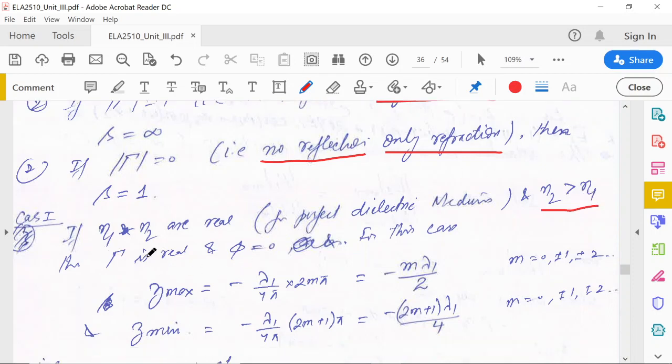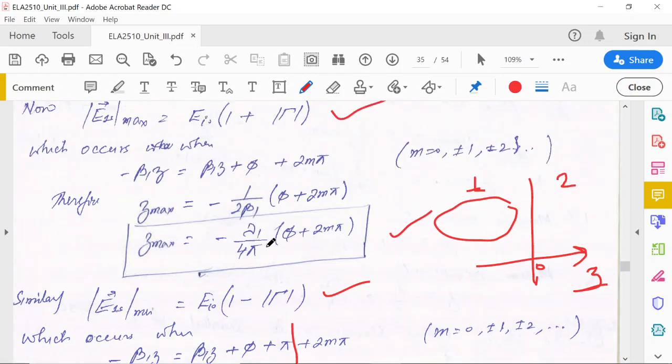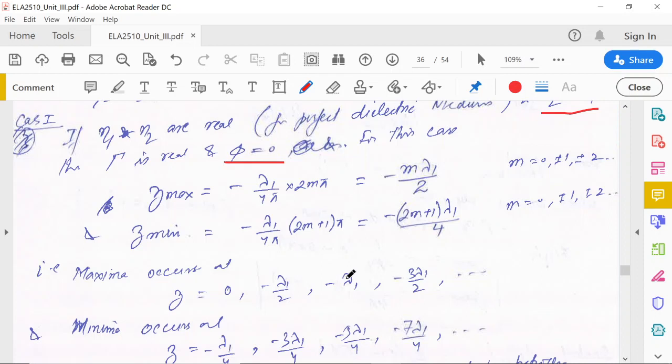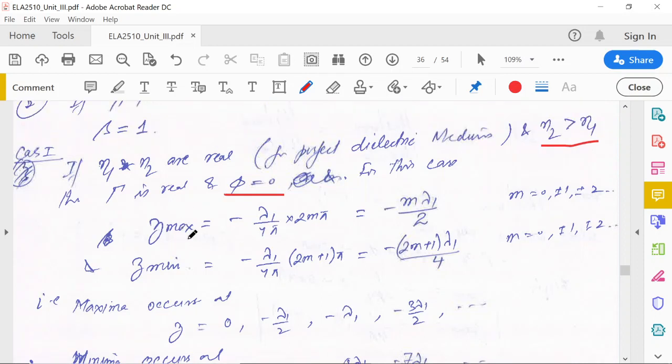Now gamma will be real because both are real, and the phase phi will be 0. So for this case, when you find Z maximum and Z minimum, we have seen that Z maximum depends upon phi. Since phi is 0, this will be multiplied, so lambda 1 into m over 2. So the maximum will occur at multiples of lambda by 2.